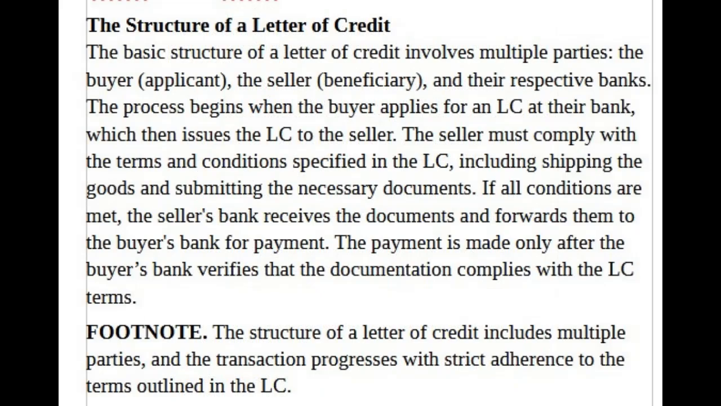The structure of a letter of credit. The basic structure of a letter of credit involves multiple parties: the buyer, applicant, the seller, beneficiary, and their respective banks. The process begins when the buyer applies for an LC at their bank, which then issues the LC to the seller. The seller must comply with the terms and conditions specified in the LC, including shipping the goods and submitting the necessary documents. If all conditions are met, the seller's bank receives the documents and forwards them to the buyer's bank for payment. The payment is made only after the buyer's bank verifies that the documentation complies with the LC terms.